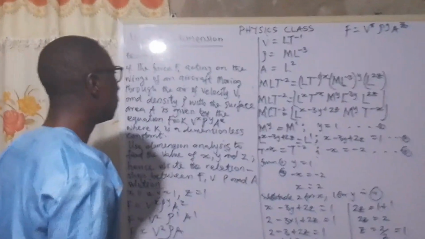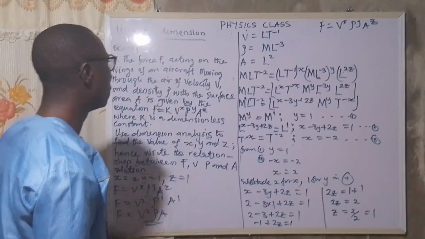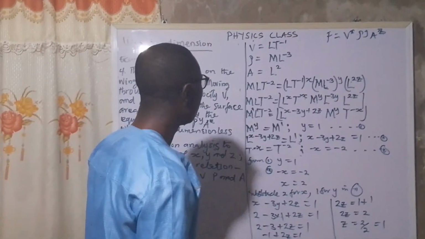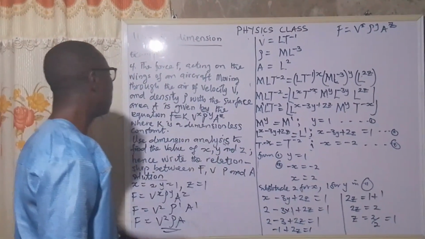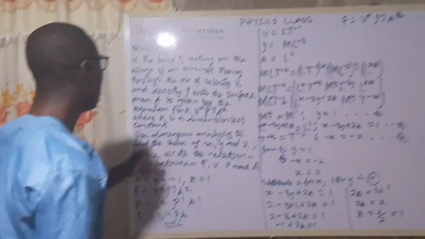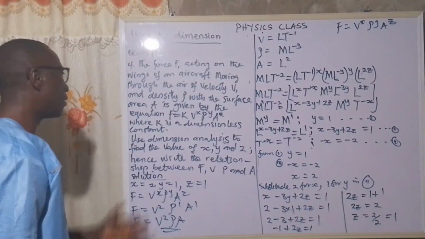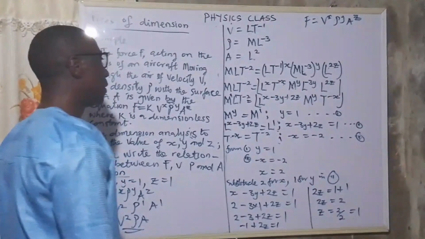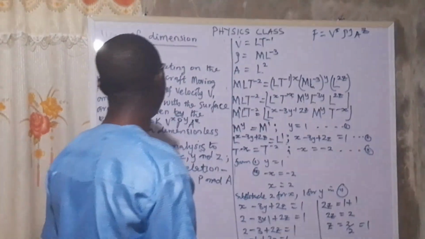So all the questions given are from external questions. That is from WAEC, GSCE, SSCE, NECO, and so on. And we can say that with all these examples now, you can have a clear understanding of this dimension.